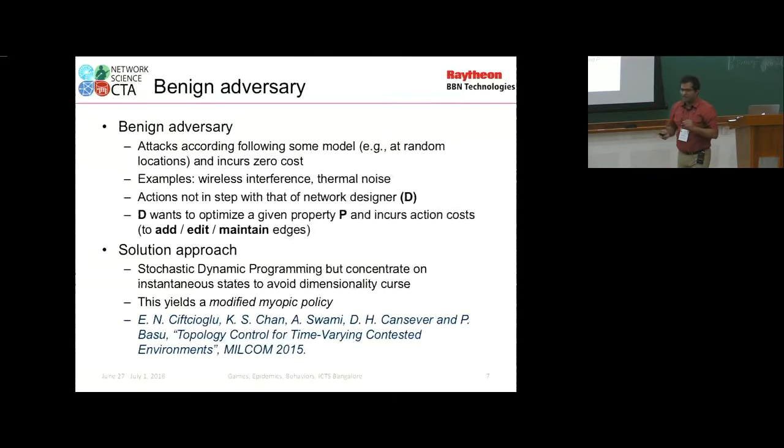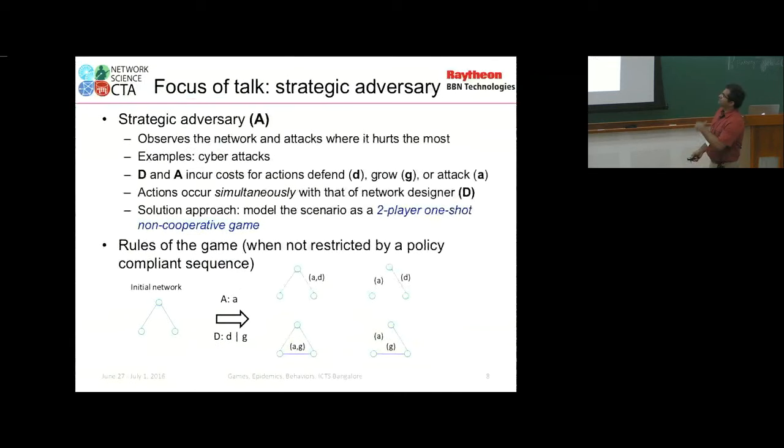But at that point, we realized: why not start looking at strategic adversaries, where the adversary is not randomly whacking edges, but is interested in hurting you where it hurts the most, rather than randomly deciding where to throw the dart. So he observes the network and attacks where it hurts the most, but here the model is also that the action is simultaneous. He gets to observe you, but you don't get to observe his move before you make your next move. It's a simultaneous move.